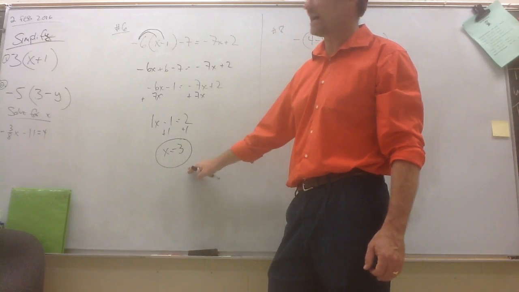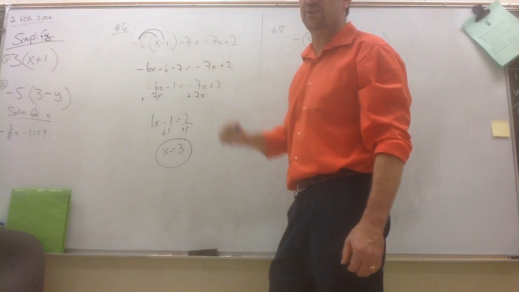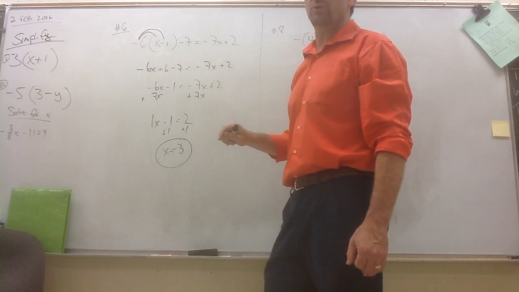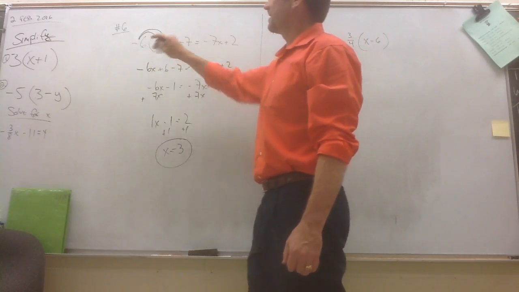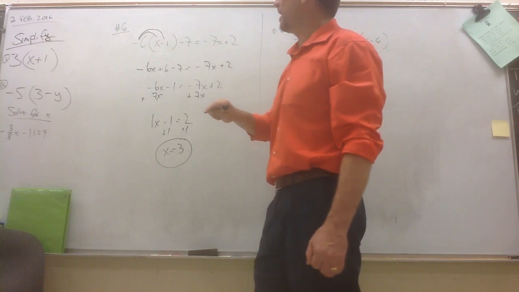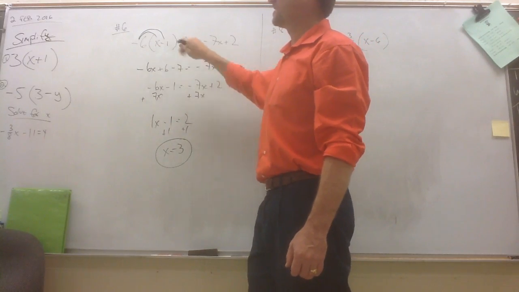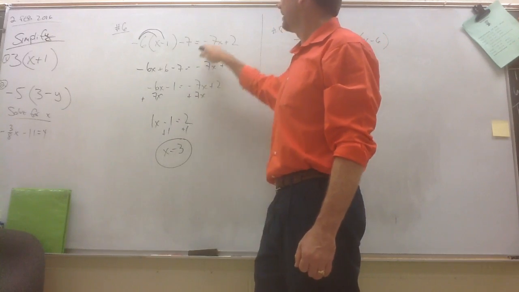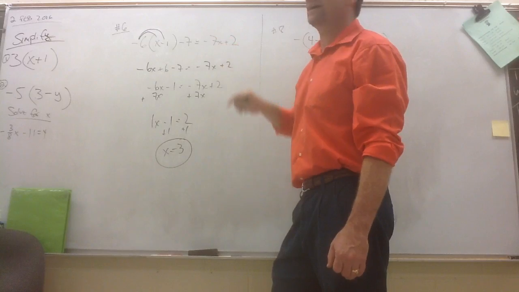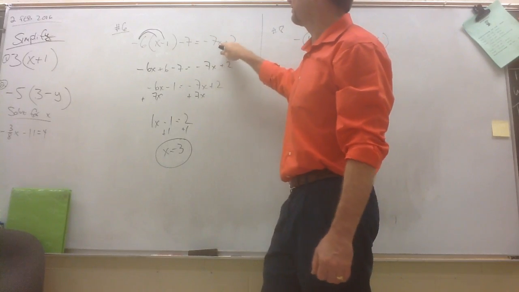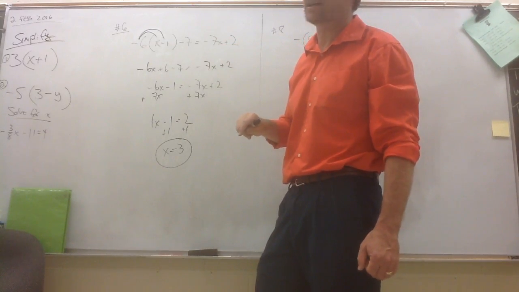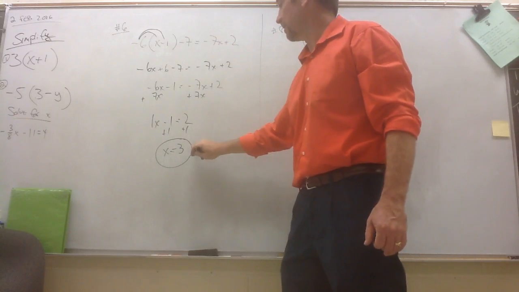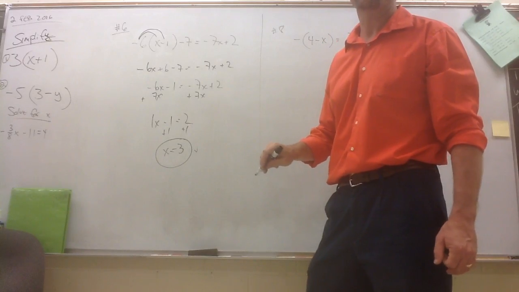You can check your answer by plugging it into the original equation. 3 minus 1 is 2. Negative 6 times 2 is negative 12. And negative 12 minus 7 would be negative 19. We plug in a 3 up here. Negative 7 times 3 is negative 21. Negative 21 plus 2 is also negative 19. And negative 19 equals negative 19. So we know our answer is good.